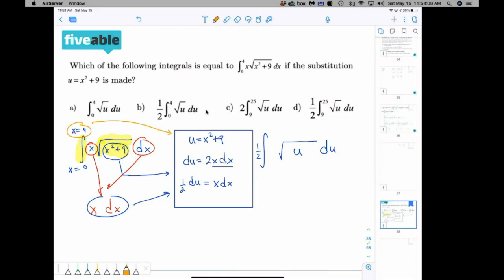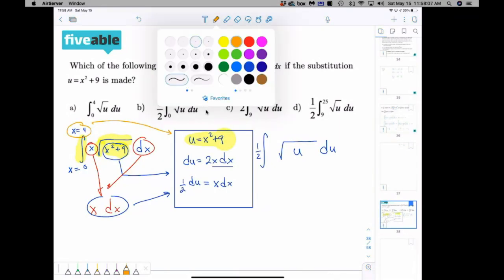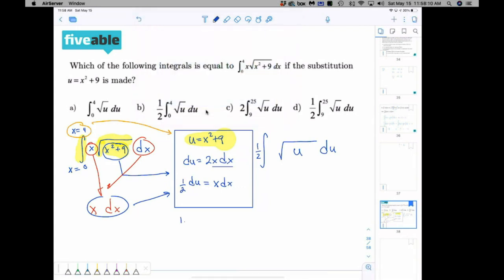Well, the place we're going to do that is the substitution that they gave us. What does u equal? We were told that u is equal to x squared plus 9. So if x equals 4 and u equals x squared plus 9, that means that u is going to equal 4 squared plus 9. That's going to get us 16 plus 9 is 25. And that means our x equals 4 turns into u equals 25. This is going to be a top bound of u equals 25.